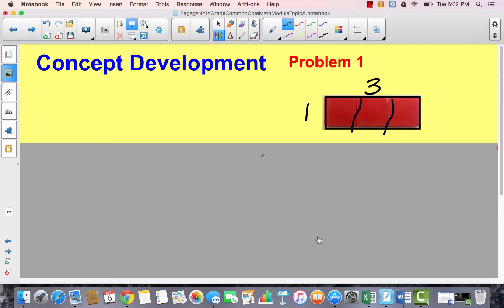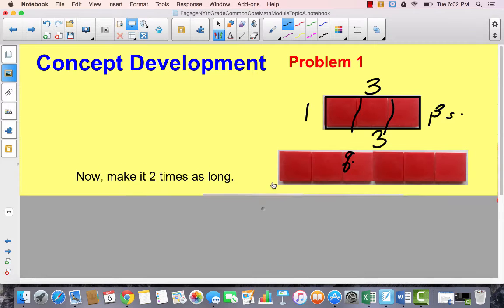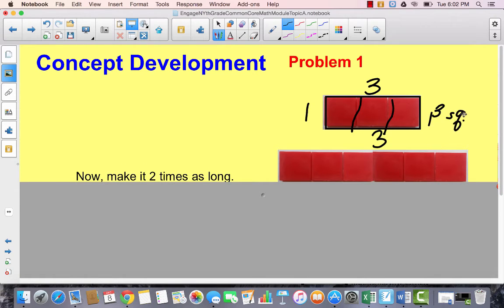Okay? So far, that's pretty much what we did yesterday. If I wanted to find the area, I would take 3 times 1, and the area of this would be 3 square units. If I wanted to find the perimeter, I would add up all the sides. I would say 3 plus 3 plus 1, and that would give me, whoops, doing weird things today. All right, and that would give me 6, 7, 8, so the perimeter would be 8.